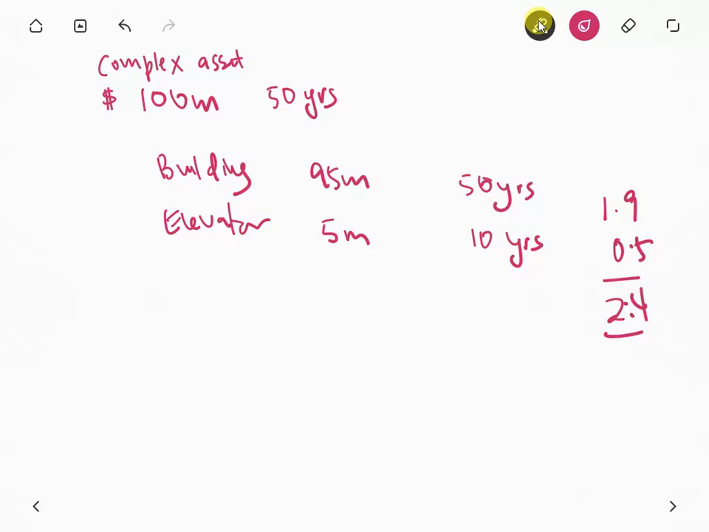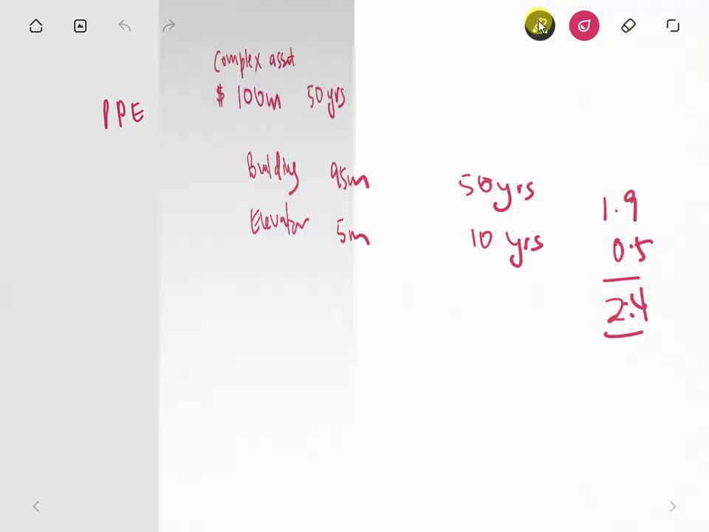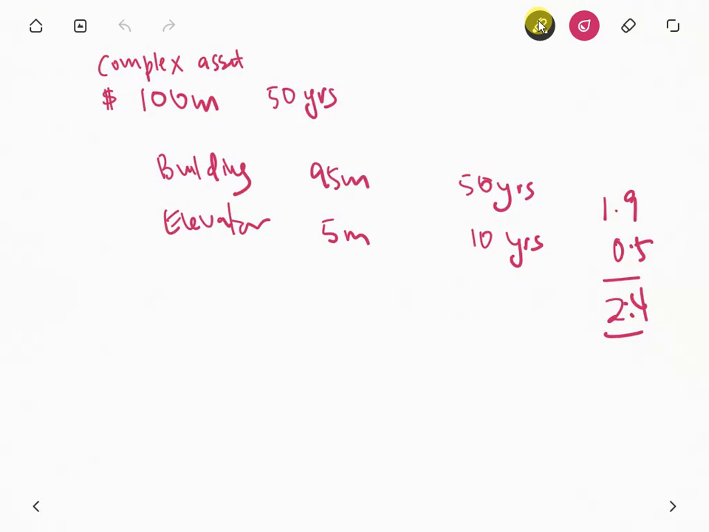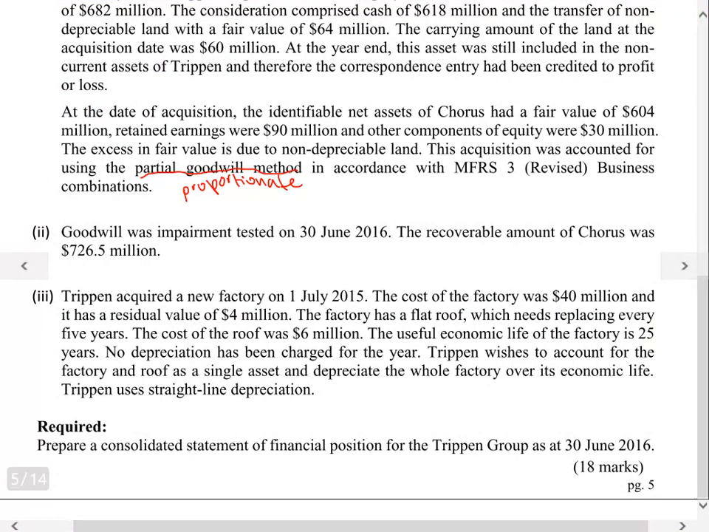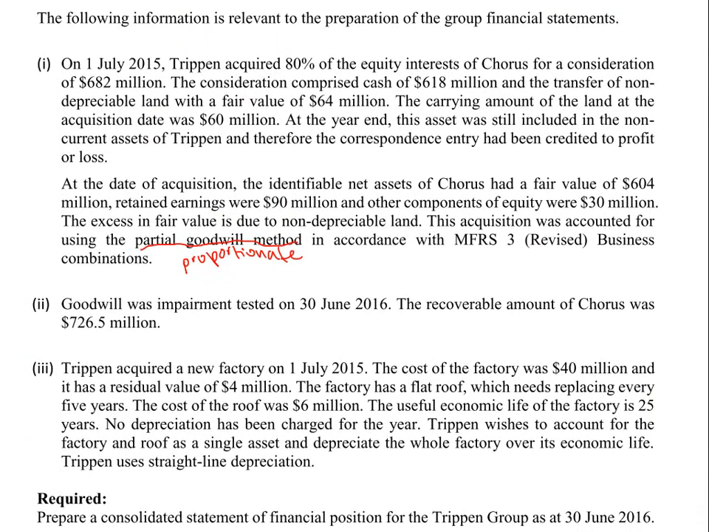So we have two concepts here. One is when you sell but you haven't recorded the disposal yet, you go straight to income, and this is an adjustment. And we have a complex asset, you have to split them and depreciate accordingly. So if we apply this concept to number 3, or number 3 we skip first, we look at the goodwill, and it's proportionate.